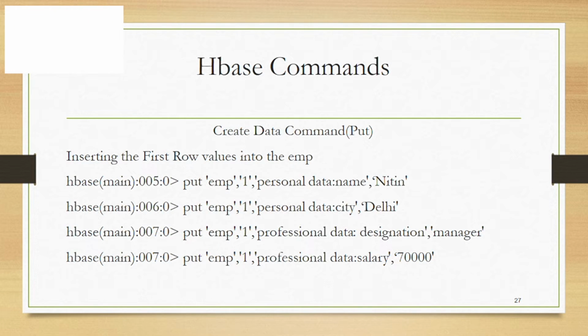Similarly, we enter data with another column family. This time the column family name is professional data. For this, we simply write put, mention the table name EMP, 1 is the row ID, professional data is the column family, designation is the column, and manager is the cell value. Similarly, we can add the salary value of the professional data column family. 1 is the row ID, employee is the table. So just write put EMP 1 professional data colon salary, that is 70,000.